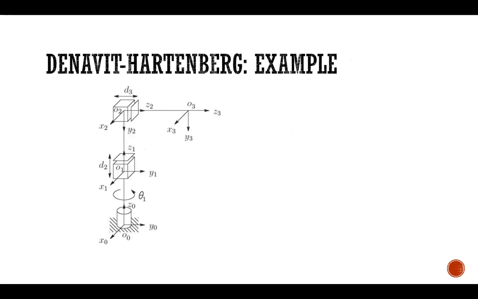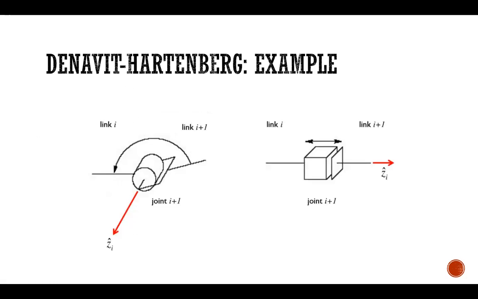Let's go ahead and see an example to understand it better. Here we see a mechanism with three joints: a rotational one, a translational one, and another translational one. Here we have already put in the frames, and let's see how we did it exactly. So remember, for a revolute joint, we use the axis of rotation to define the z-axis of the joint, and for a prismatic joint, we use the positive direction of translation to define the z-axis of the frame for each joint.